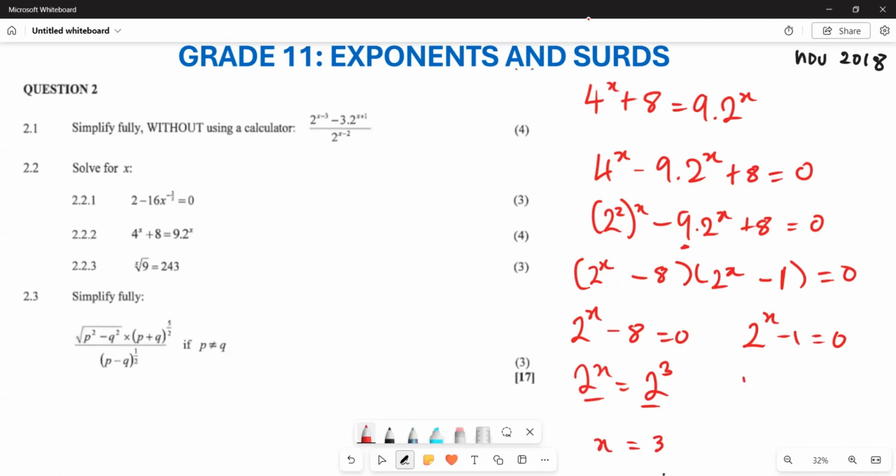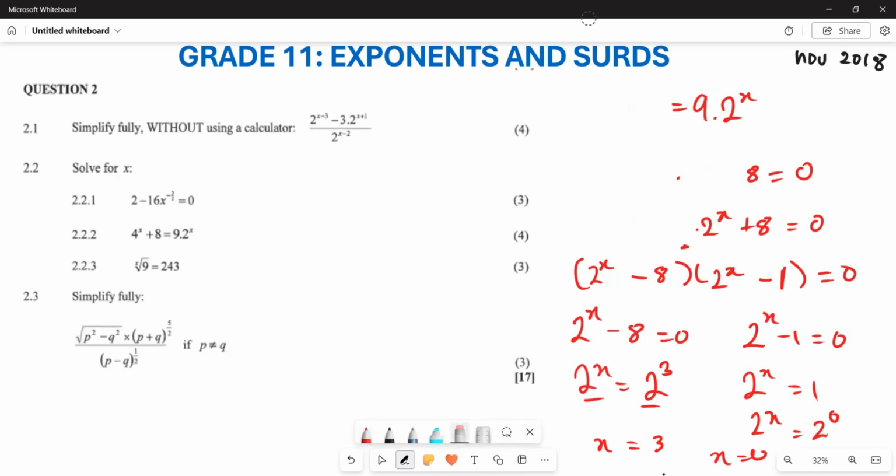Now, on this other side, you're having 2 to the power of x is equal to, when you take this 1 on this side, what is this going to be? This is going to be positive 1. And now positive 1 is the same as what? You can write this in terms of 2 to the power of x, which is the same as 2 to the power of 0, because anything to the power of 0 is the same as 1, right? So which means your x here is going to be equal to 0, right? So basically, that's how you can solve it.